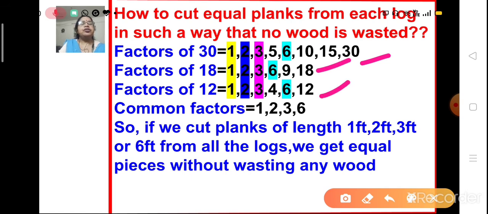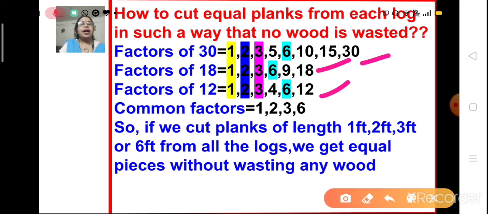So, the factors of 30 are 1, 2, 3, 5, 6, 10, 15 and 30. And what are the factors of 18? They are 1, 2, 3, 6, 9 and 18. What are the factors of 12? They are 1, 2, 3, 4, 6 and 12. Now, we can see that there are factors which are common to all these three numbers. So, what are the common factors? They are 1, 2, 3 and 6.